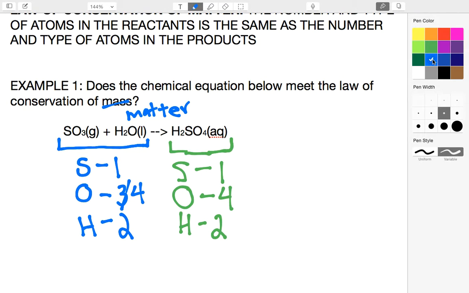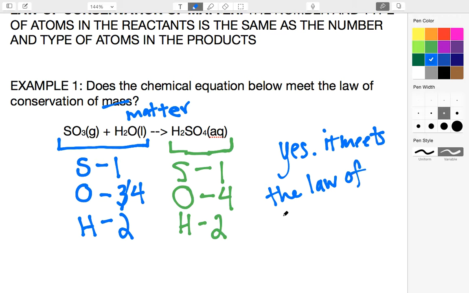So final answer, yes. It meets the law of conservation of matter.